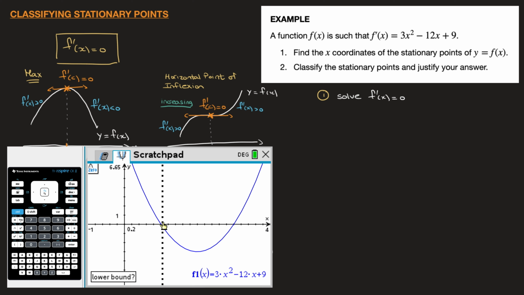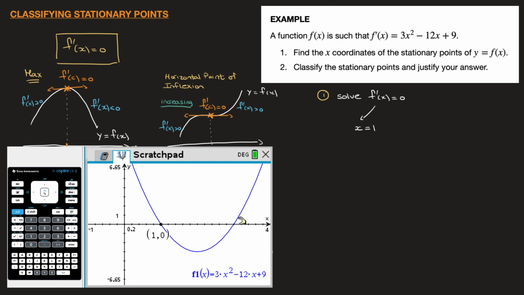The calculator is asking me for a lower bound, which we can see in the lower left-hand corner of the calculator screen. And all that means is place yourself anywhere to the left of the point you're after. So I'll go here, for example, and I click. Now it asks me for the upper bound, which basically means go to the right of the point you're after. So if I hover over to the right, and I click, done. So one of the solutions to f dash of x equals to 0, and I could write it underneath here, one of the solutions is x equals to 1.